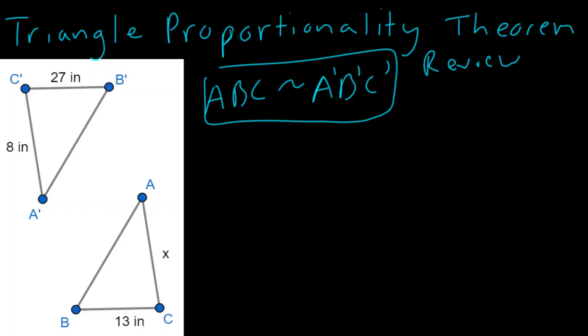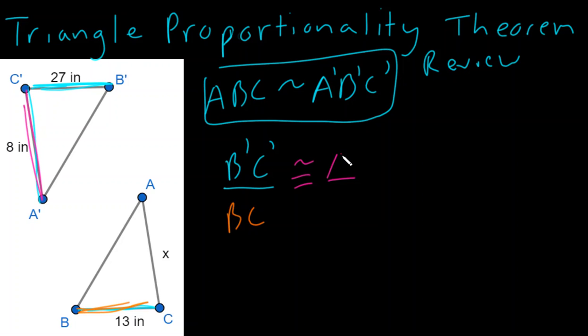Now, what do we know? We know we're always looking for corresponding sides. So, for instance, we can say B prime C prime is corresponding to BC. And notice, we know that all sides have corresponding ratios, so we could even set up a fraction saying that A prime C prime is then corresponding to AC. So I just basically set up two proportions for y'all, and let's fill in all the things that we know.